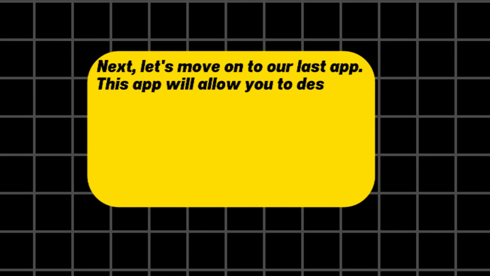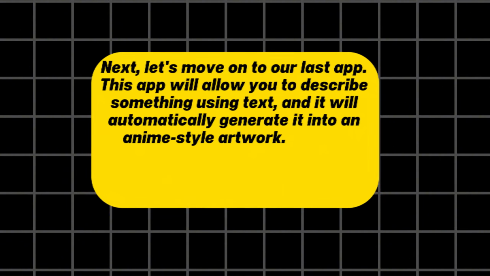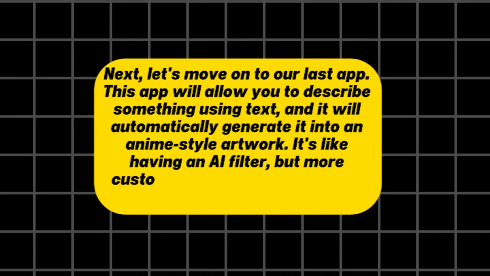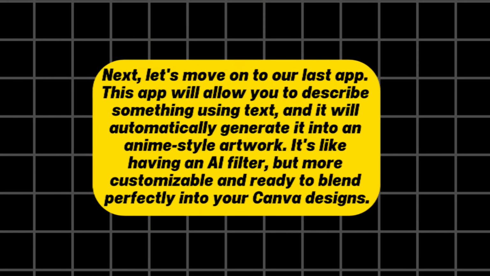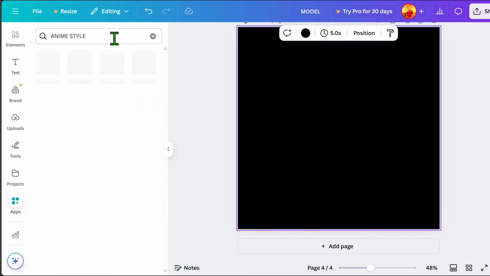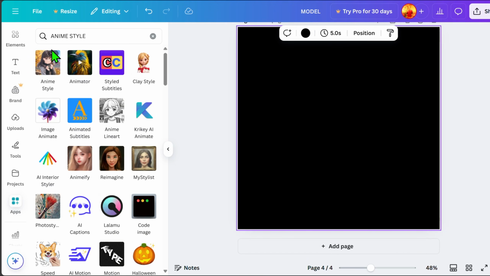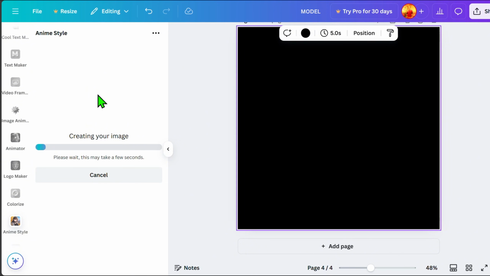This application will allow you to describe something using text, and it will automatically generate it into an anime-style artwork. It's like having an AI filter, but more customizable and ready to blend perfectly into your Canva designs. So go to Apps, then search for anime style. And click this logo. Here, you just need to describe the image you want and it will automatically generate it as an anime style. For example, wearing a futuristic jacket with neon blue accents and a headset. Then just click Create and wait for it to generate.